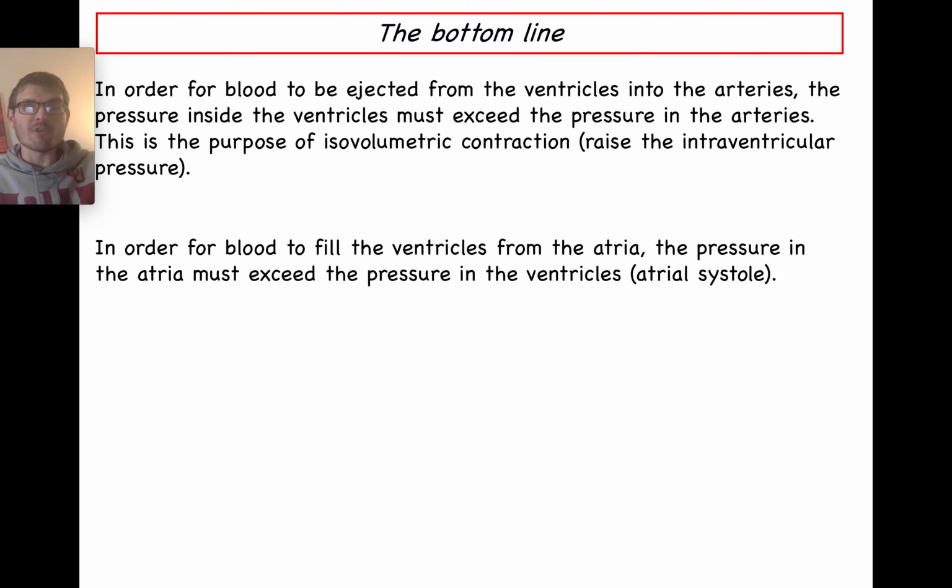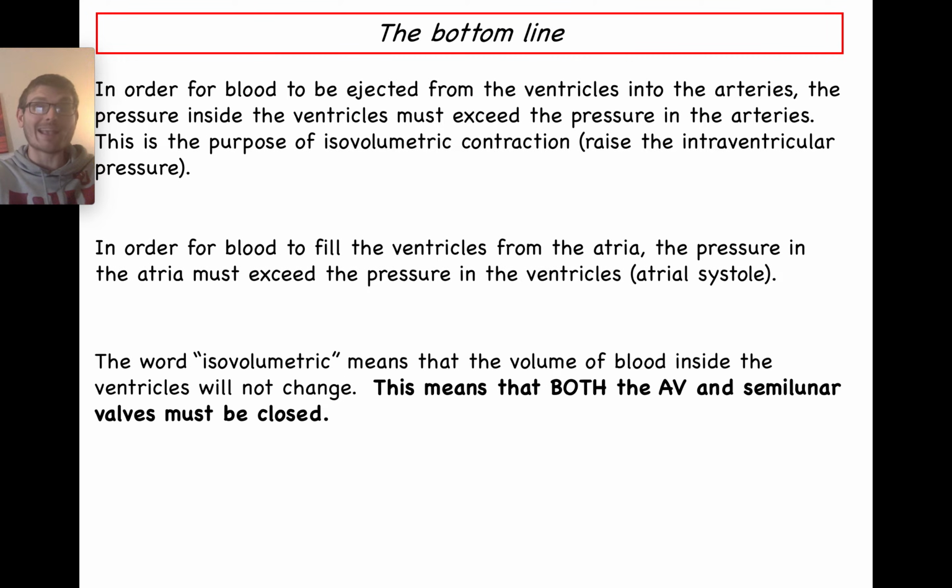And then in order for blood to fill the ventricles from the atria after a cardiac cycle has occurred, the pressure in the atria has to be above the pressure in the ventricles. So again, that is the whole purpose of isovolumetric relaxation. We want to get the pressure in the ventricles back down below the pressure in the atria so blood can move from the atria to the ventricles.